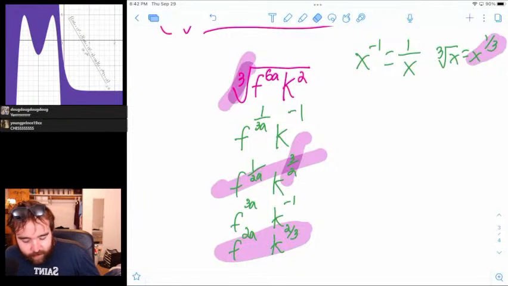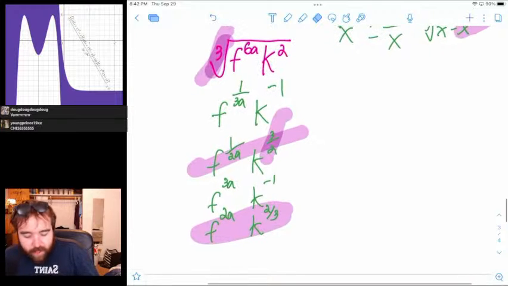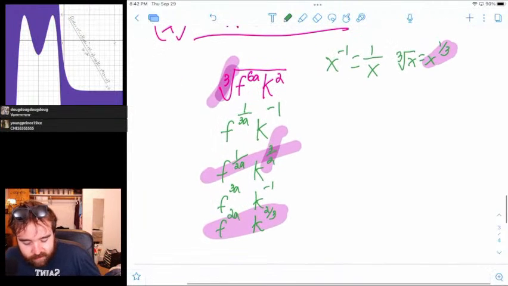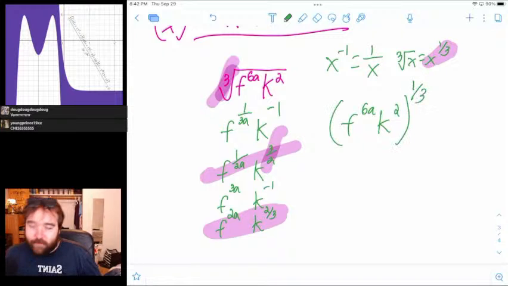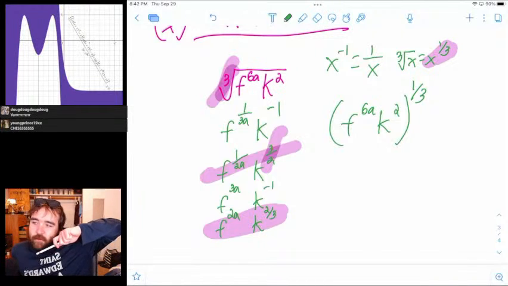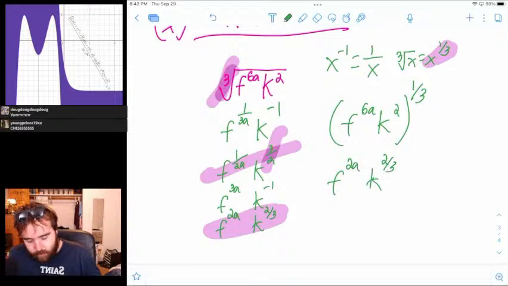But we could talk about why that's correct because, actually, that's exactly what we're doing. We're making that a 1/3 power. So that's f to the 6a k squared, all of that to the 1/3 power. And then, like the problem we just did, you multiply those exponents. Right. So it's f to the 2a. Okay, cool. Let me write that down real quick.